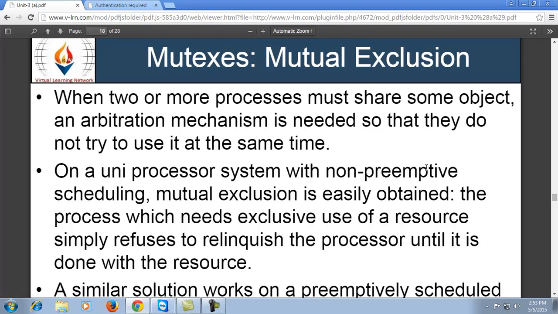On a uniprocessor system with non-preemptive scheduling, mutual exclusion is easily obtained. The process which needs exclusive use of a resource simply refuses or relinquishes the processor until it is done with the resource. You can say there are 4 processes like P1, P2, P3 and P4, and there is only a single resource, suppose R1, and they are requesting the R1 resource at time T1. So P1 requests R1 at T1, P3 requests R1 at T1, P4 requires R1 at T1, and P2 also requires access to R1 at T1. So this is the mutual exclusion situation, when every process is colliding and requesting the same resource at the same time.